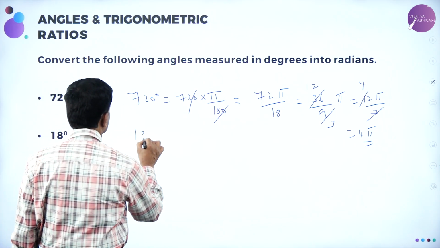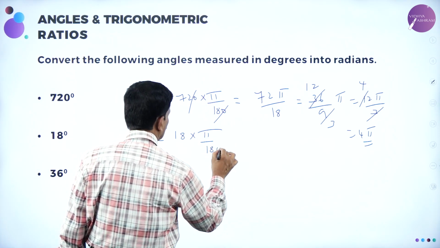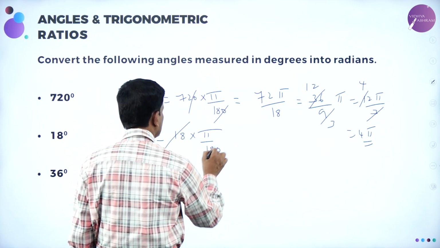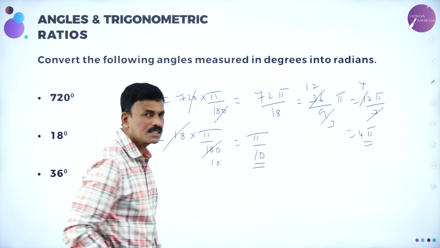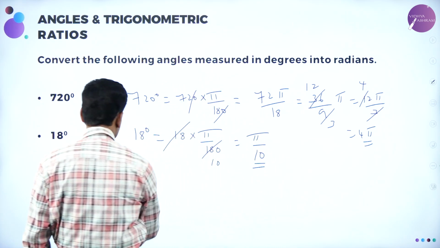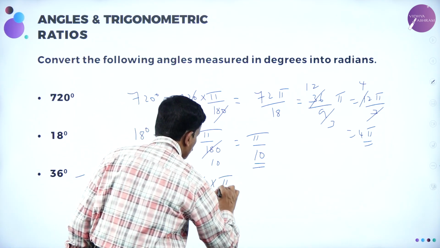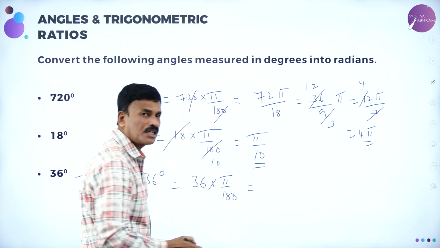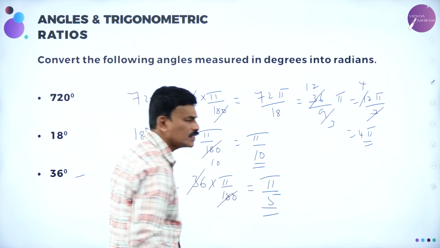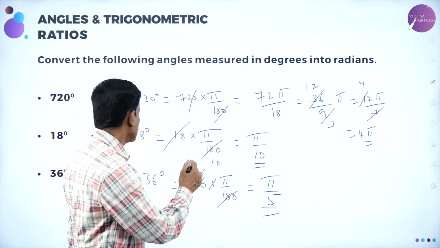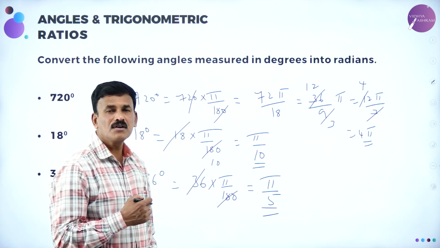18 degrees. 18 degrees can be written as 18 into pi by 180. So this is 18 tens are 180. That's equal to pi by 10 radians. That's it. Now let us come to the last one. 36 degrees. 36 degrees is equal to 36 into pi by 180. Straight away you can divide. 36 5s are 180. 36 into pi by 180 is equal to pi by 5. That's it. So this is how we are going to convert.